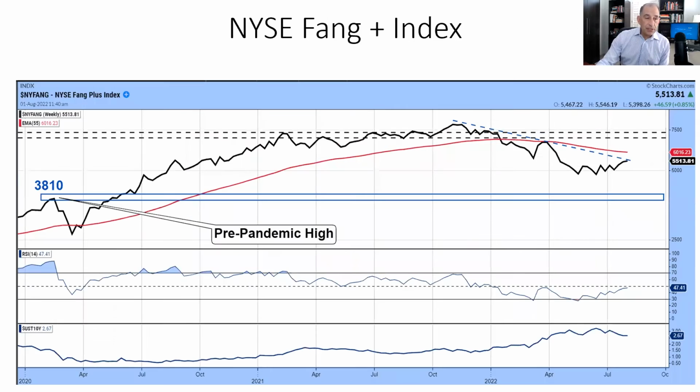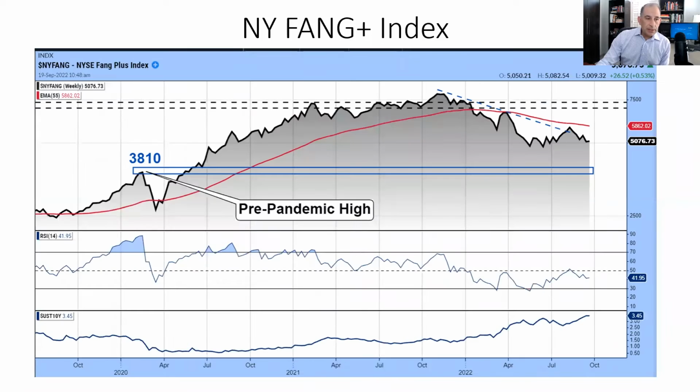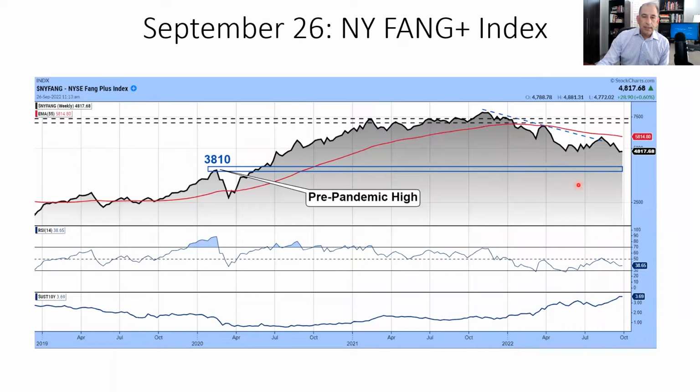There's the FANG index. This is from August 1st. It was around 5,500 or so. And here it is last week at about 5,000, just about that 5,100, and just lower again at 48. Now, we're probably going to take out the lows here and the recent lows, and probably get back to this pre-pandemic high. I don't know that for sure. It's just the way the trend's going, but I'm just calling it out.